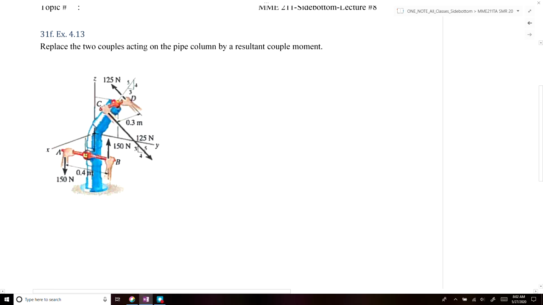So in this example problem, we're asked to replace the two couples that are acting on this pipe column system by a resulting couple moment. We want to determine our resultant couple moment due to the forces applied at points A and B, which will create a couple moment, MAB, plus the couple moment created by the forces applied at points C and D.